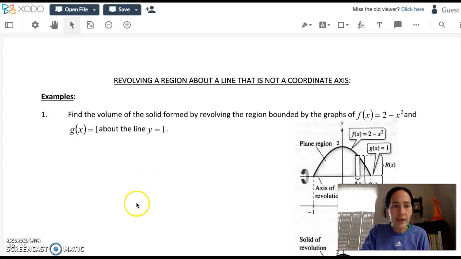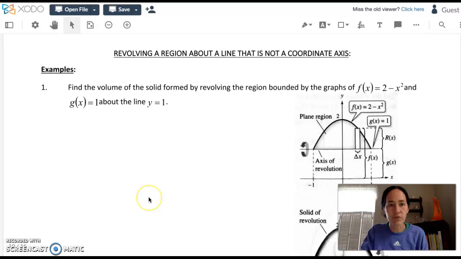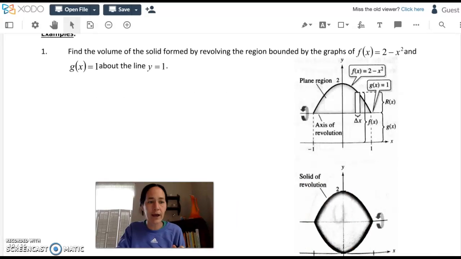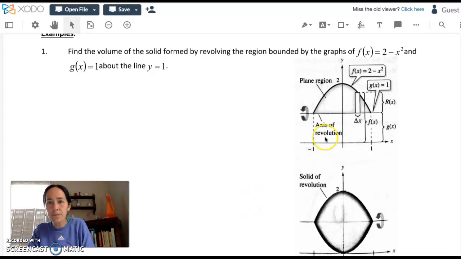Let's get into it. It says find the volume. We have a couple sketches here. Find the volume of the solid formed by revolving the region bounded by the graphs of, let's see, an upside down parabola, f of x equals 2 minus x squared. So that's this graph here. That's your top function. I should probably label that top function. And the line g of x equals 1, or y equals 1, is going to be the function that bounds the region from the bottom.